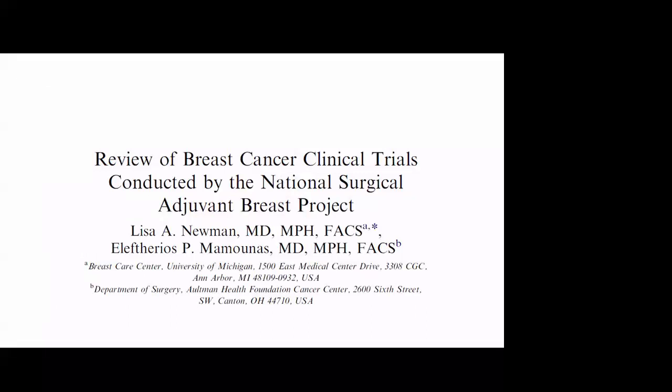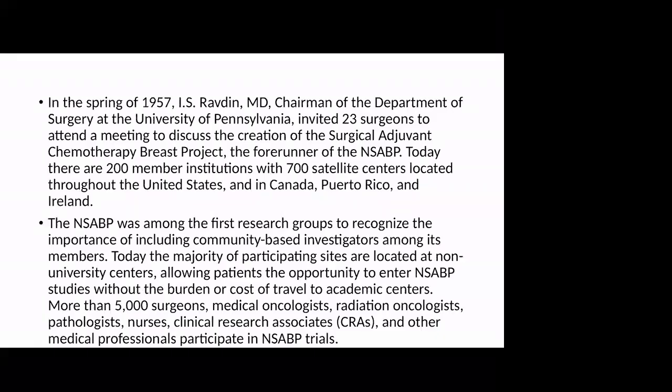Okay, now I'll talk about just 2 trials for the next 10 minutes. So what is the NSABP and how was it formed? Basically, in the spring of 1957, I.S. Ravdin was the chairman of the surgical department at the University of Pennsylvania. They formulated the Surgical Adjuvant Chemotherapy Breast Project, which was the forerunner for the National Surgical Adjuvant Breast and Bowel Project, the NSABP.